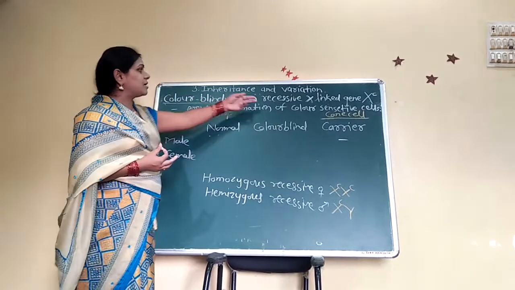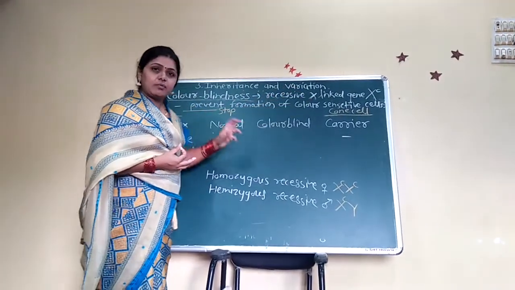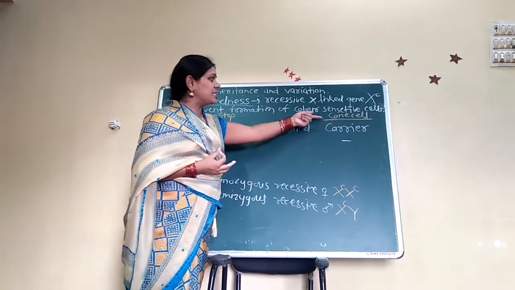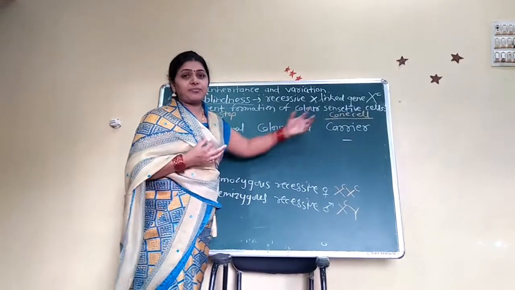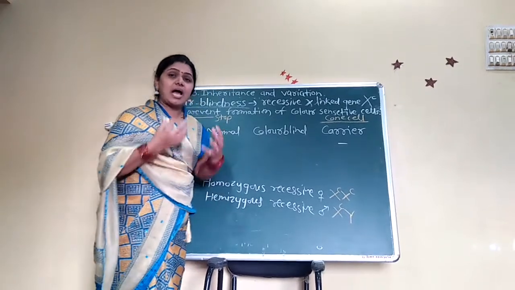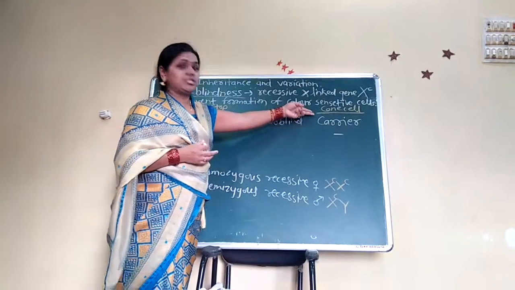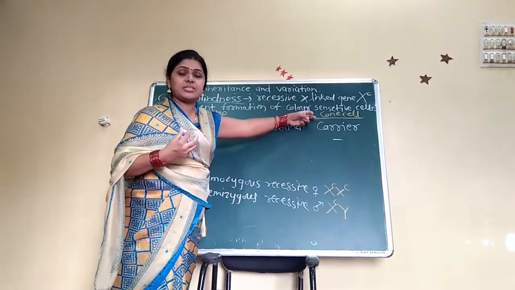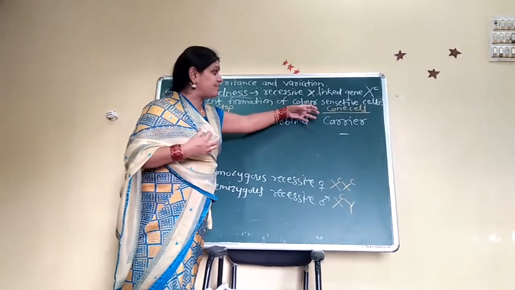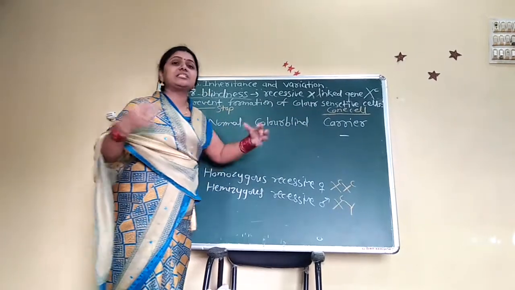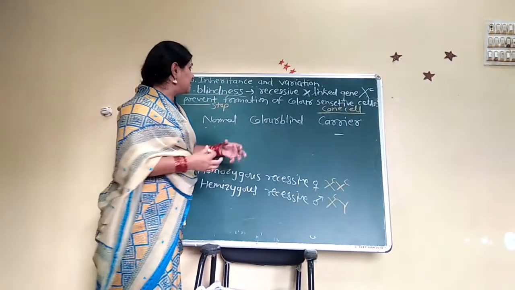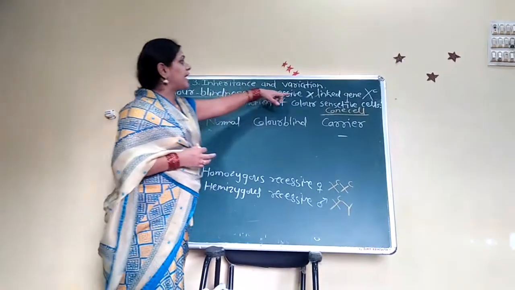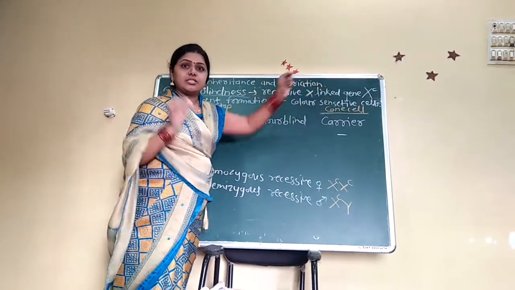This color blindness is caused by the recessive X-linked gene, which stops the formation of the color sensitive cells, because these cone cells are very important for color vision in our eye. These cone cells are photoreceptor cells, and these photoreceptor cells show the various color visions. The formation of the color sensitive cells is stopped because of the X-linked gene, that is the X small c.